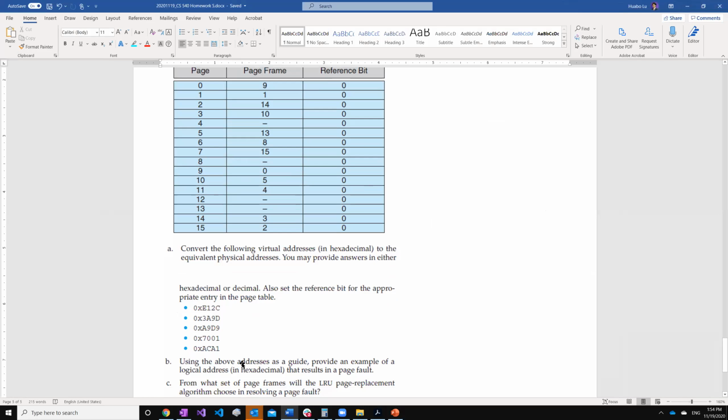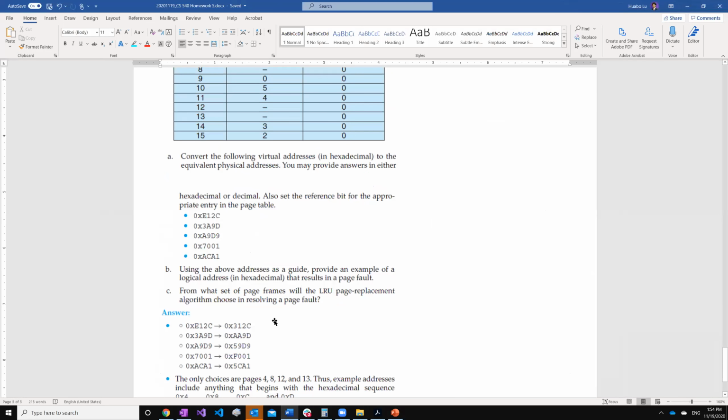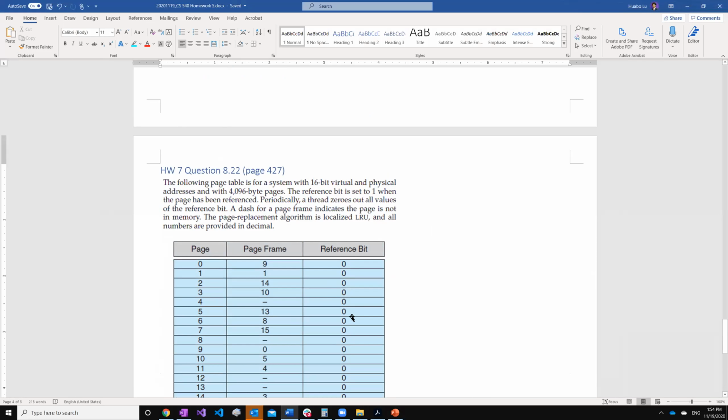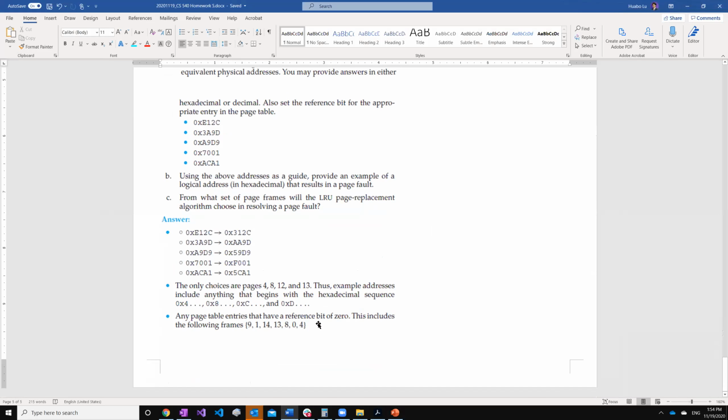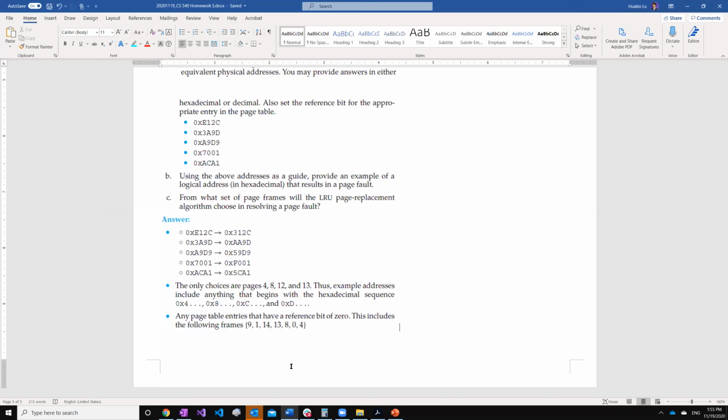Now, to this part, from what set of page frames, we will say any frames that have a reference bit as 0, we will replace them. Okay, and of course, for this one, you will need to write down this answer here, and it is because you have these pages accessed from step 1, and then we should have them marked in our reference bit, so that you just choose the ones that are not marked here. Okay, and you get the following.